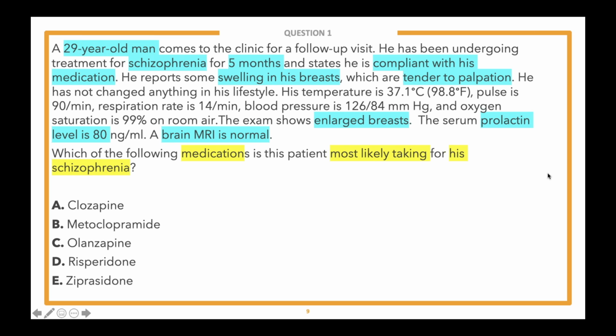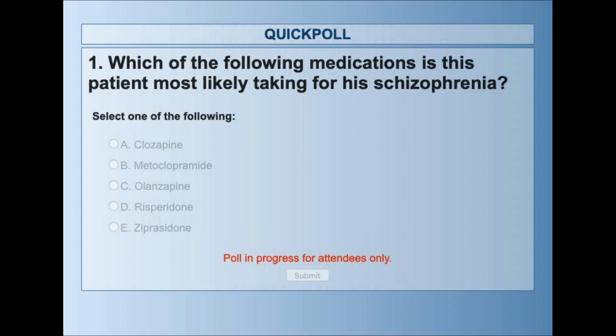Answer choice E, ziprasidone. D, risperidone. C, olanzapine. B, metoclopramide. A, clozapine. So we're going to go ahead and open up that poll. Go ahead and select the medication you think this patient is most likely taking for his schizophrenia, and we'll talk about it in just a few seconds.